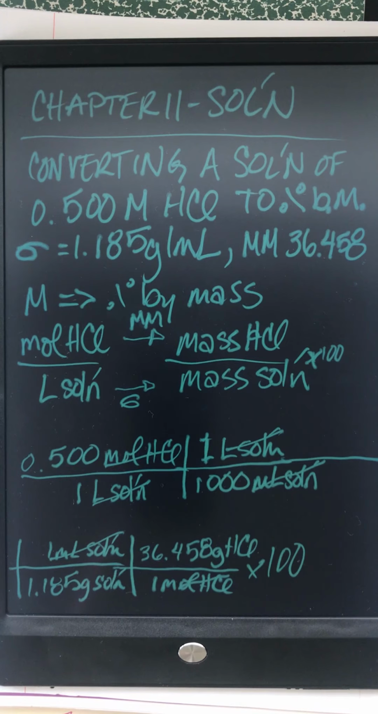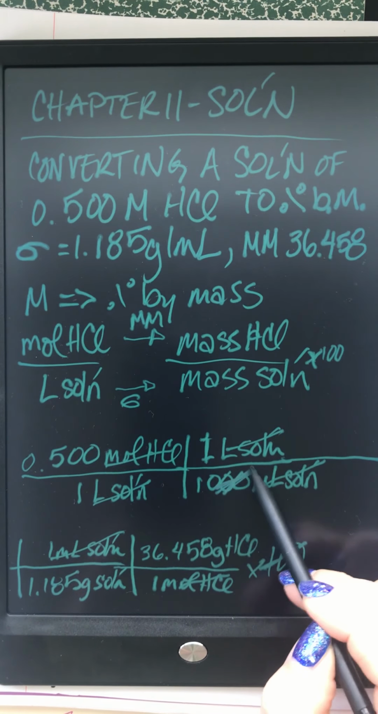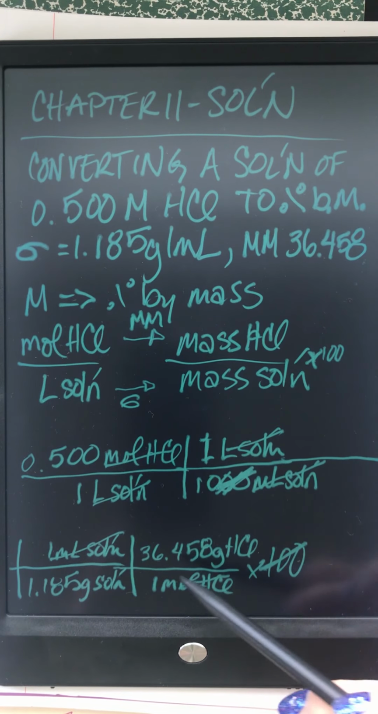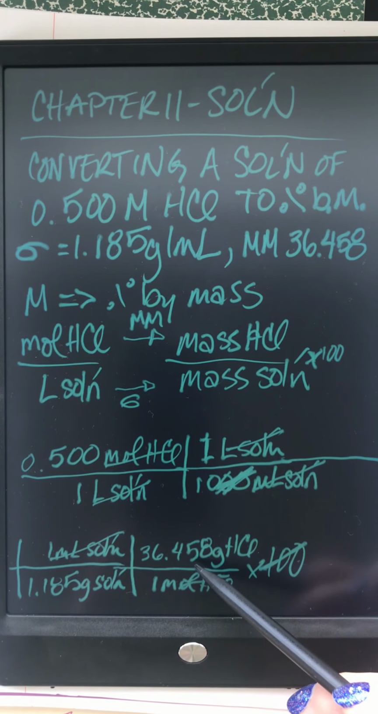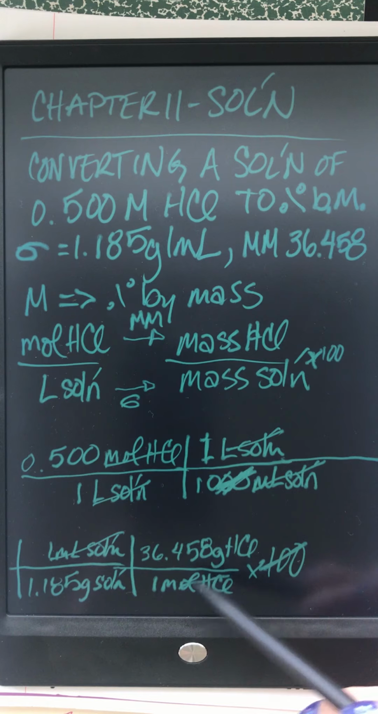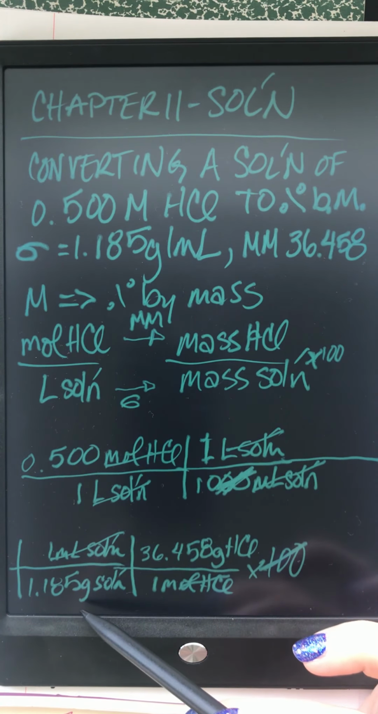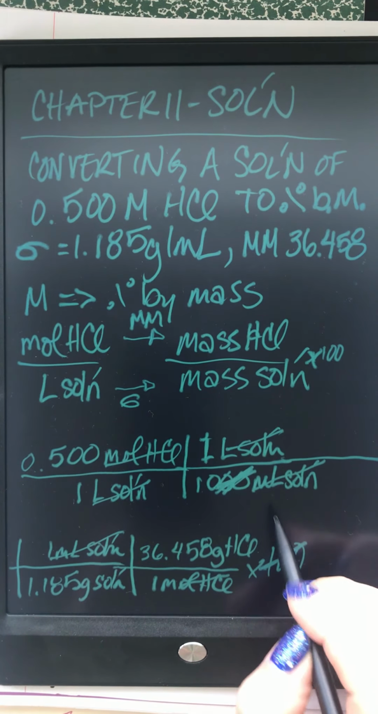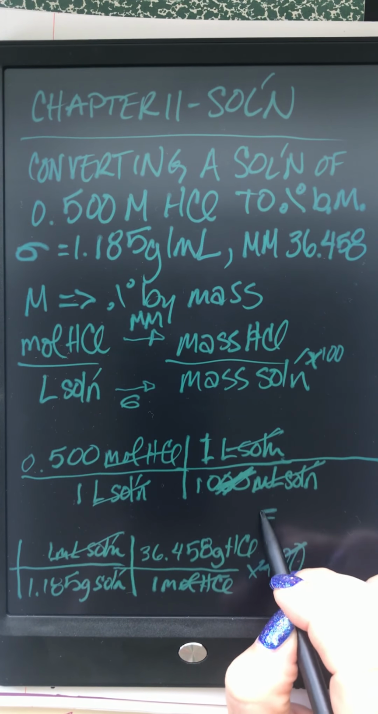Okay? It makes sense. I have to physically draw the lines through to see what cancels out, and then you see that grams of solution doesn't cancel out. Yep. So 100 is going to cancel with 2 of these zeros here. So I have 0.5 times 36.458 divided by basically 11.85. What do you guys get?